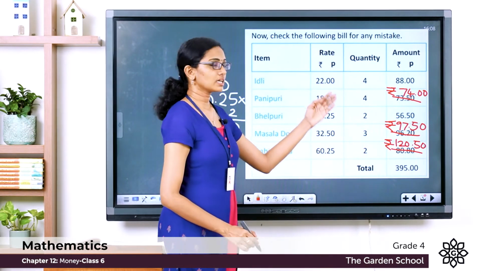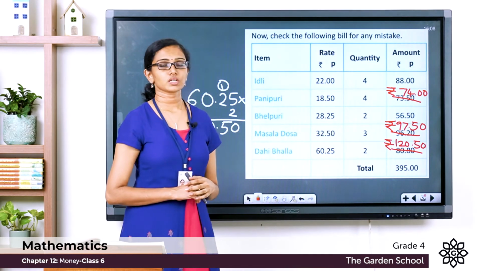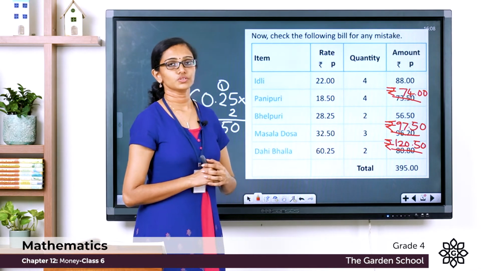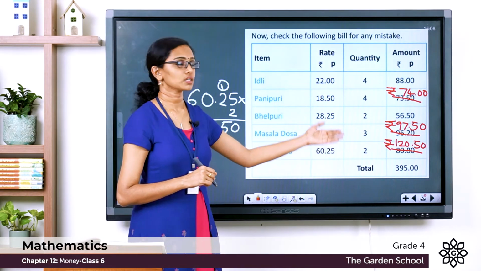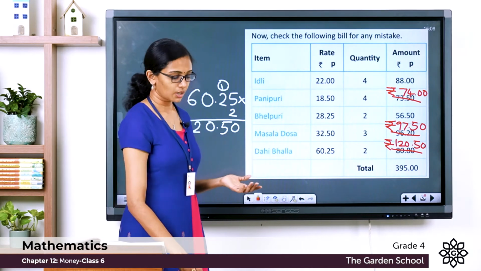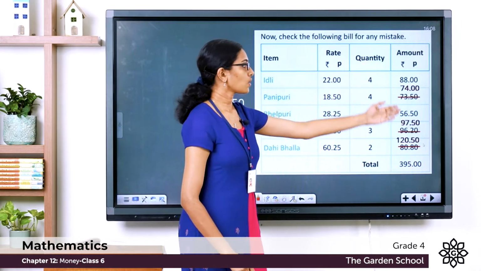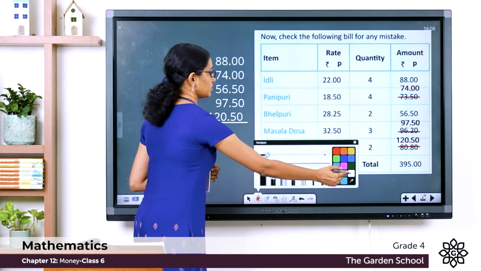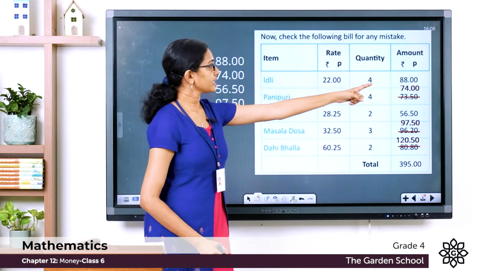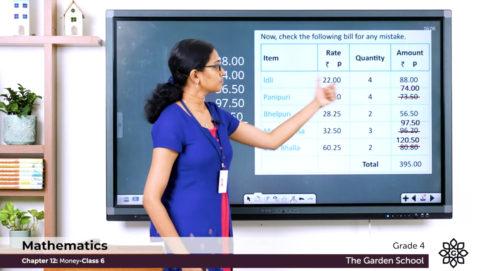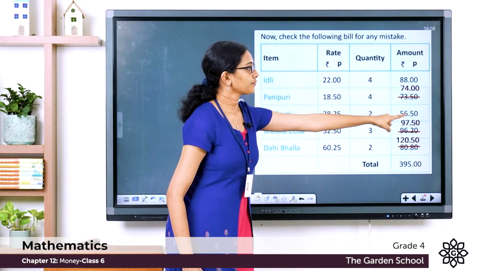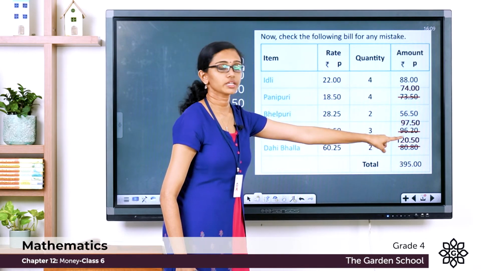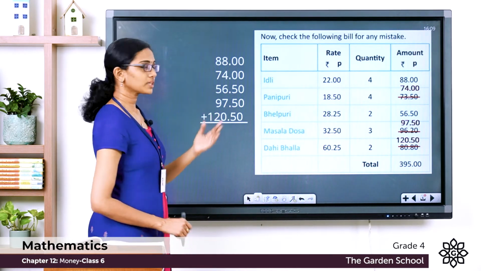So since 3 of the costs were given incorrect, the total in the bill will also change. So let's find the correct total amount to be paid. How do we do that? We have to add all the correct amounts. Let's do the addition. So here we have 88 plus 74 plus 56 rupee 50 paise plus 97 rupee 50 paise plus 120 rupee 50 paise. So let's do the addition.